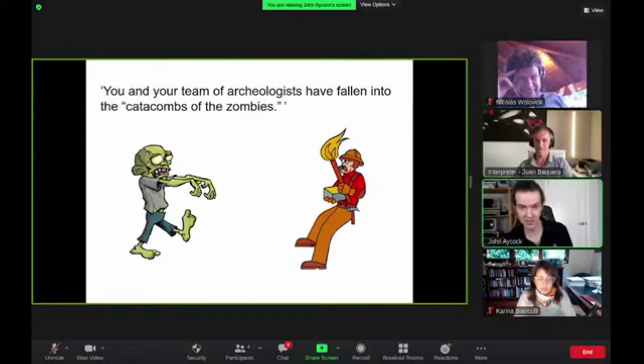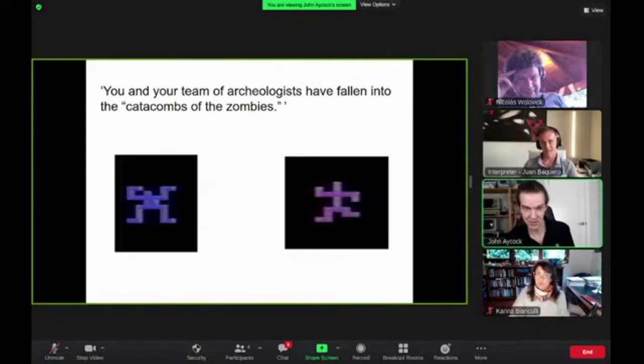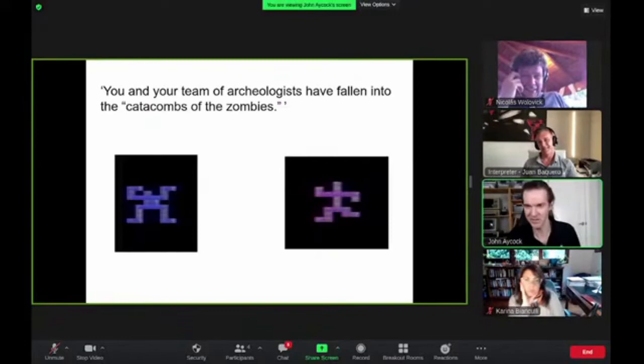Except the archaeologist and the zombie don't look like these drawings on the Atari 2600. They look more like this.